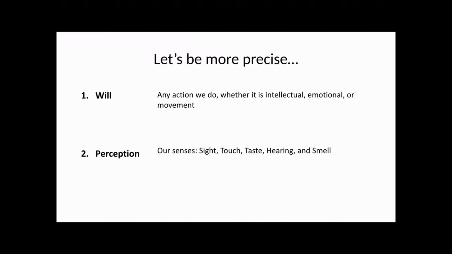For example, let's say we do the dishes, but we're thinking about something else. We're thinking about a conversation we had yesterday. Our will is that we're doing the dishes, but our perception, is it there in the moment? Certainly not. It's in the past thinking about the conversation.